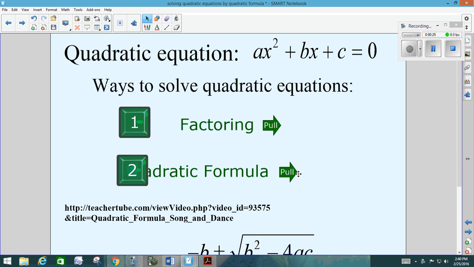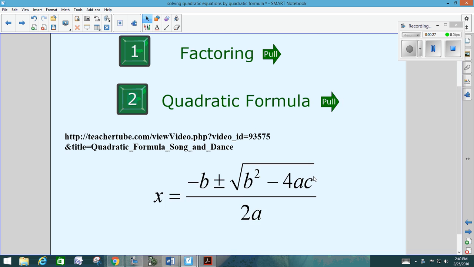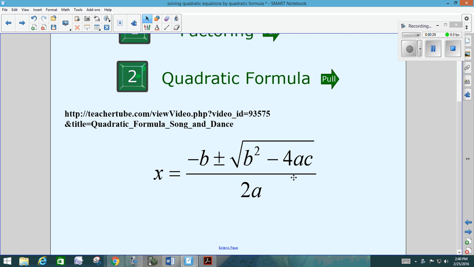So yesterday we solved by factoring. Today we're going to solve by the quadratic formula, which is right here, and you should have that on your notes too. X equals negative b plus or minus the square root of b squared minus 4ac all over 2a.